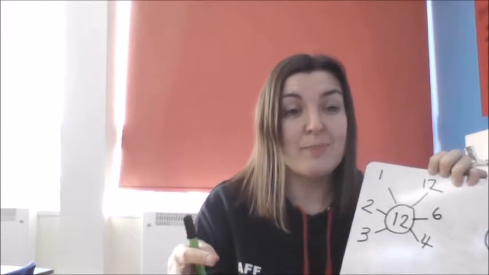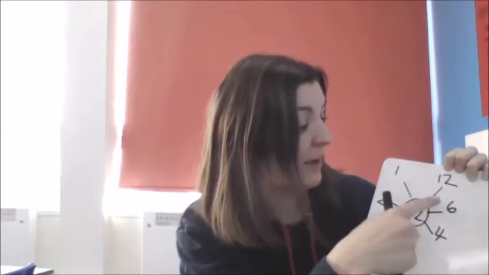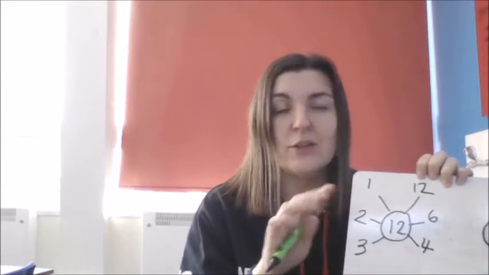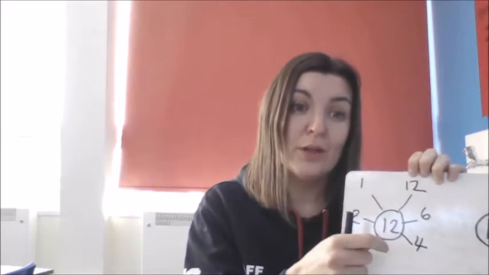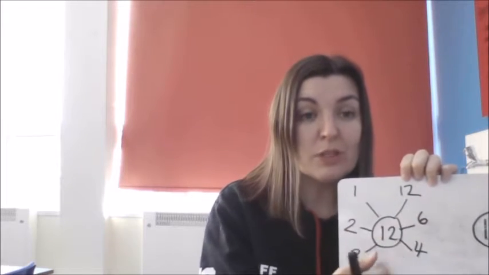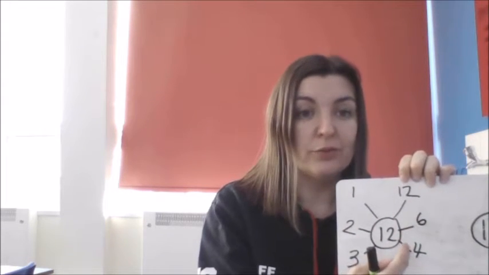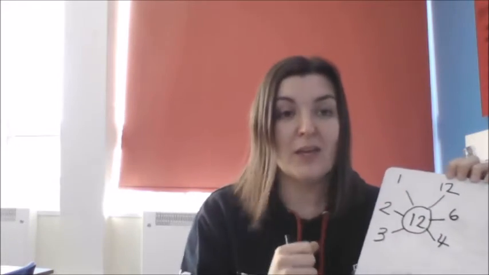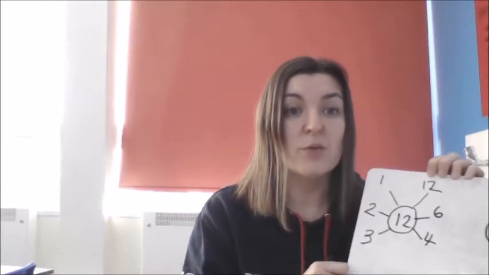5, I can't multiply 5 by anything to get 12. 6, I've already got 6 and 2. 7, no. 8, 9, no. So I think I've got them all. Okay, so 1, 12, 2, 6, 3 and 4 are the factors of 12 because they can be multiplied together to get 12. Also, 12 can be divided by any of these without leaving a remainder. So they are factors.